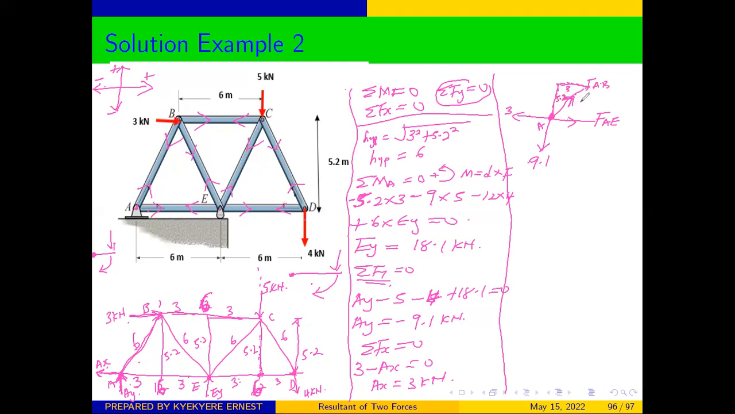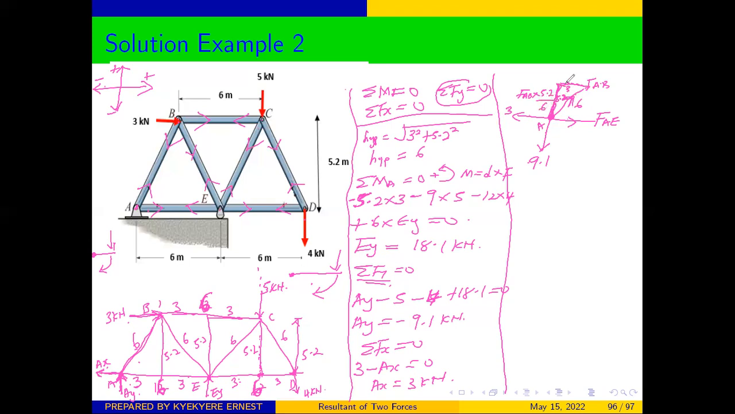And the hypotenuse is 6. We said that we are going to move up on Y, and when we are moving up, it is positive. The distance on Y is 5.2. Therefore, resolving that force will be FAB times the vertical distance, which is 5.2, over the hypotenuse, which is 6.